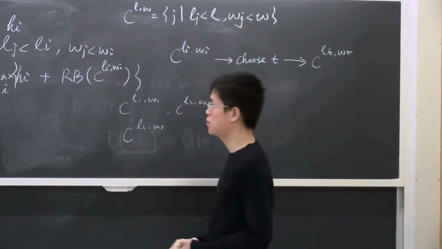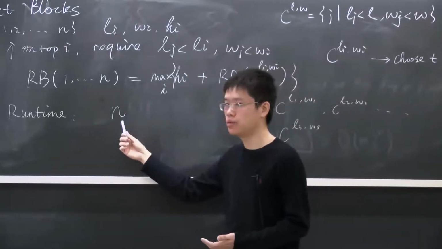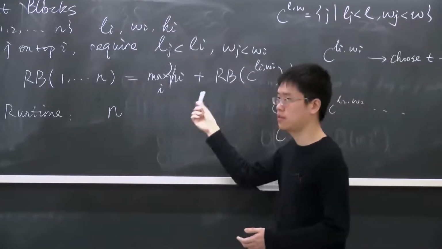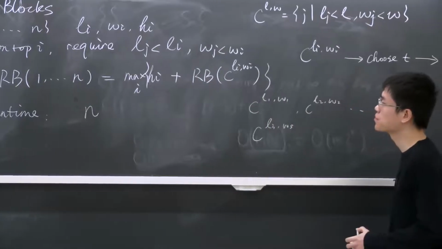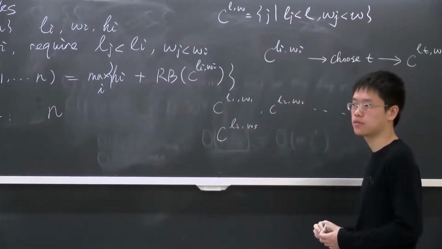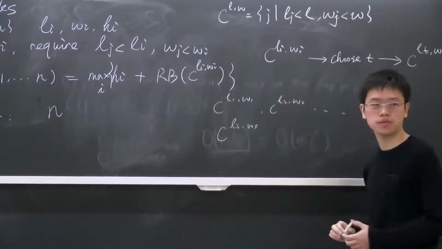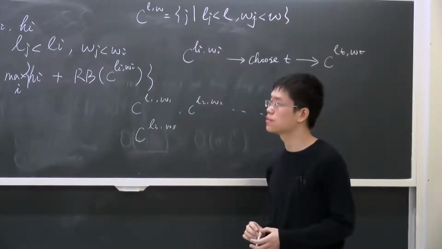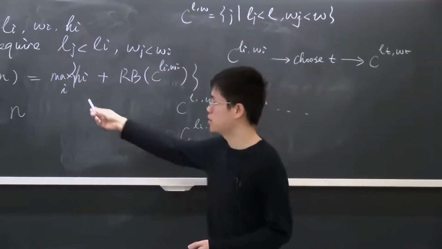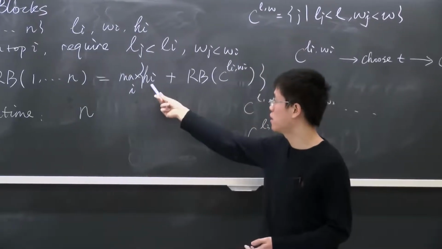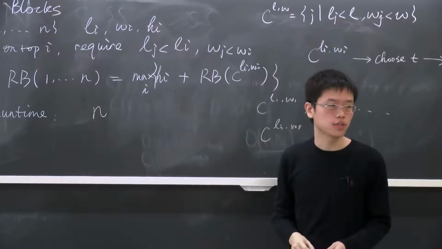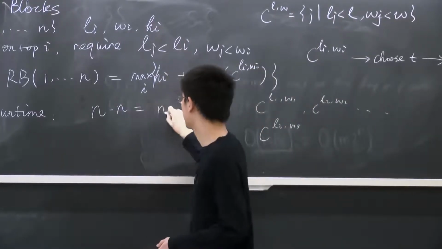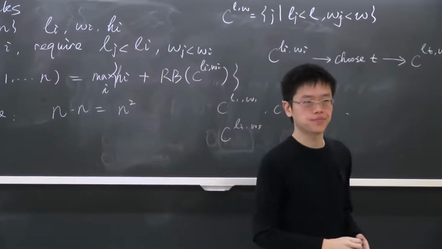Okay, so the number of subproblems is n, and how much work do I have to do at each one? n. Yes, n, because I'm just taking the max, and there are n potential choices inside my max. So the runtime is n squared.